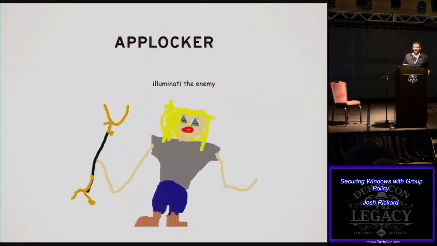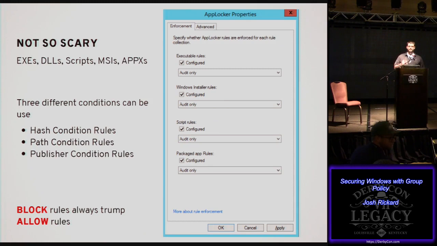AppLocker. It's the Illuminati. Dangerous, right? It's a mystical beast. It's actually not. AppLocker has a lot of really powerful functionality, even if you can't use it in your environment, and I'll explain why. So when you have individual EXEs, DLLs, MSIs, whatever it is, you can specify specific rules or conditions for those individual processes. There are 3 different conditions that we'll talk about, and these are the 3 in AppLocker: the hash condition, the path condition, and the publisher condition.